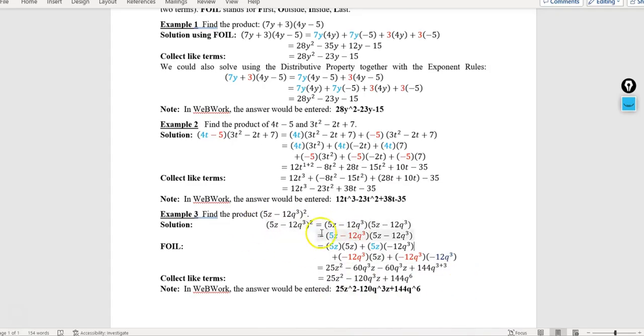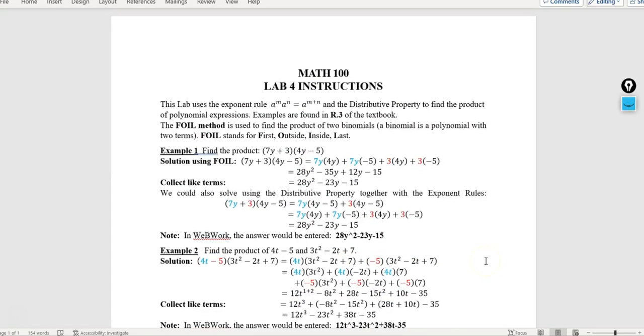Okay, and again, I've color coded that to help you with the foiling. And so that concludes this video over lab 4.